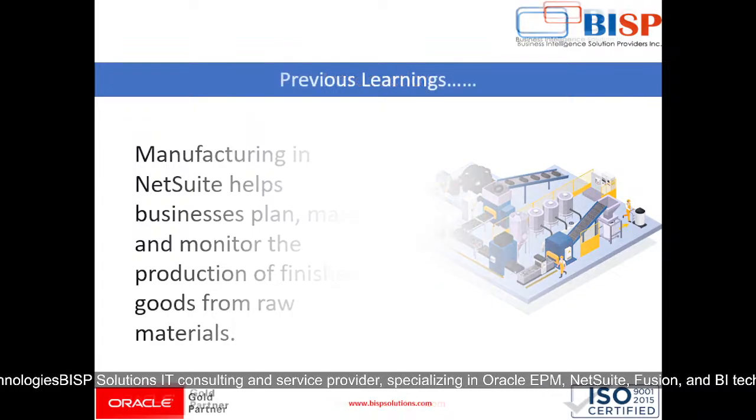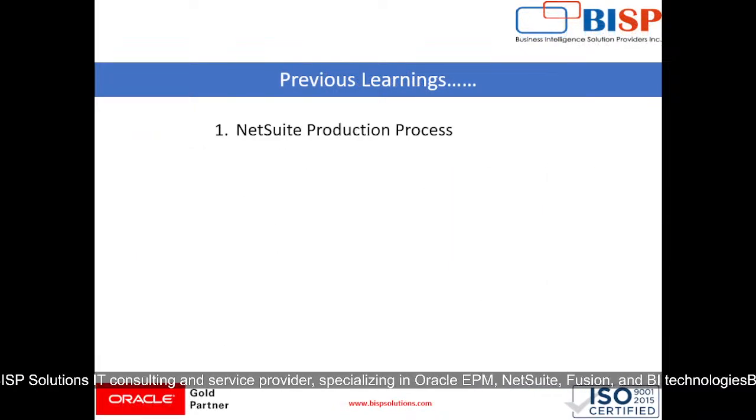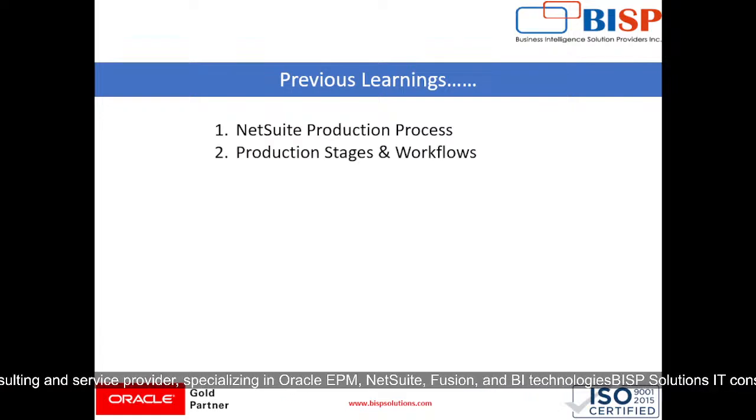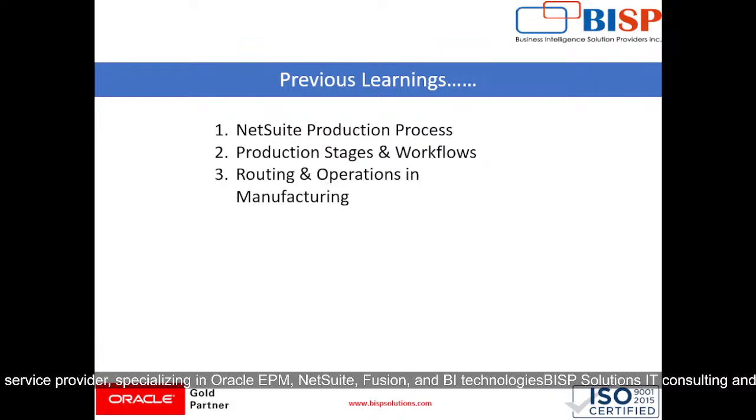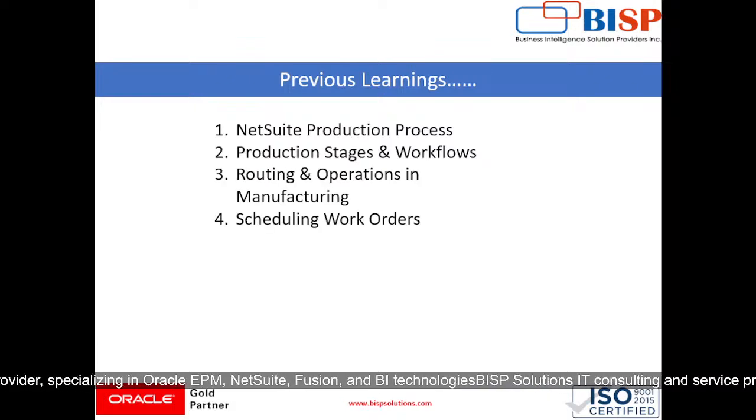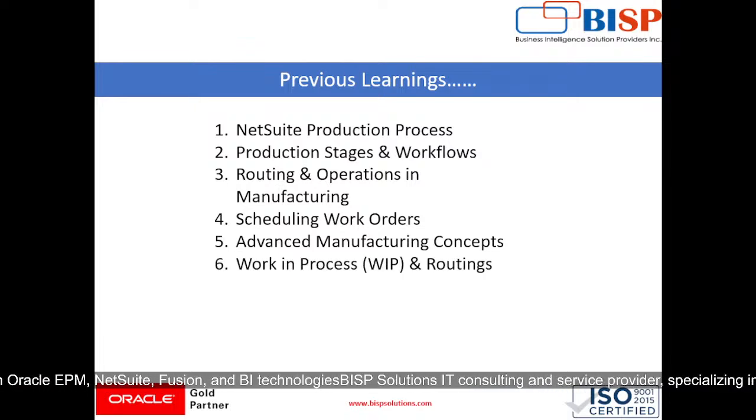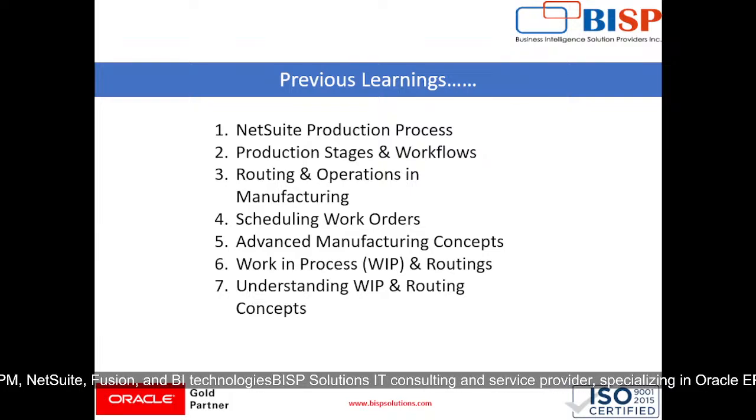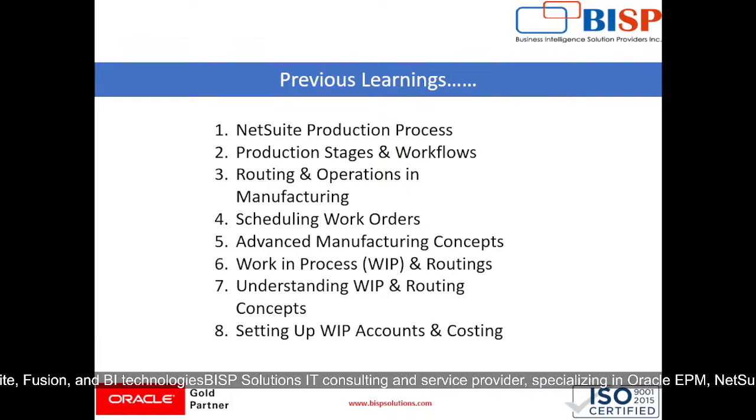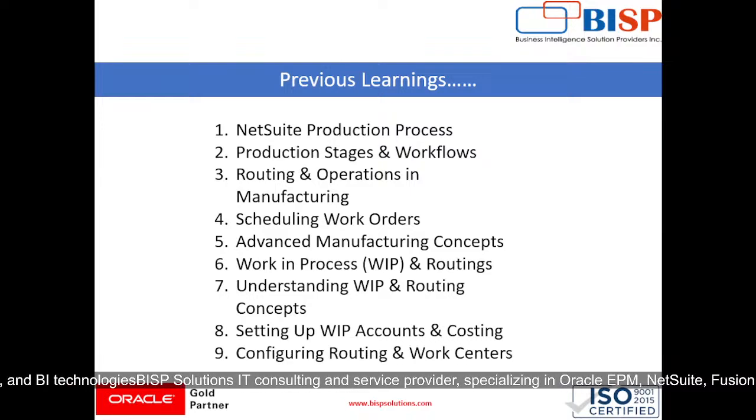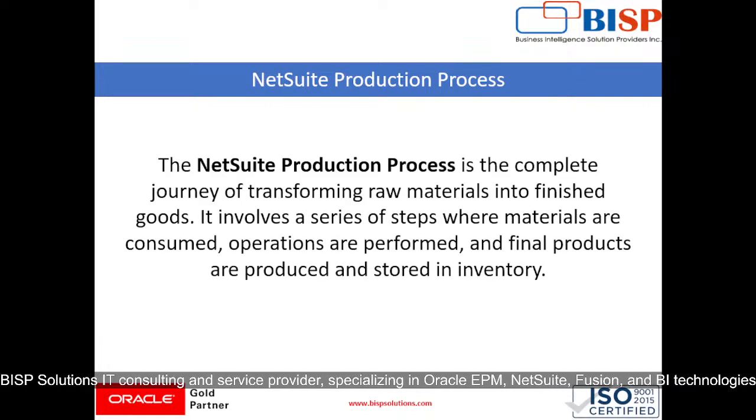What we have learned previously in our sessions, like the NetSuite production process, we have discussed production stages and workflows. We discussed routing and operations in manufacturing, scheduling work orders, advanced manufacturing concepts, work in process, which is WIP, and routings, understanding WIP and routing concepts, setting up WIP accounts and costing, and configuring routing and work centers. So let's start with a reiteration of our previous session.